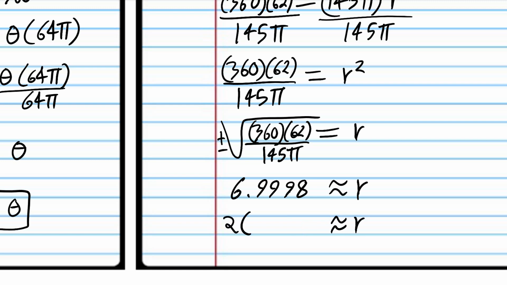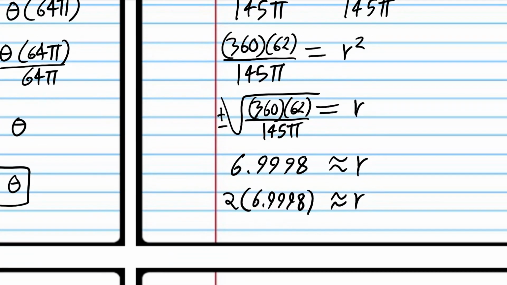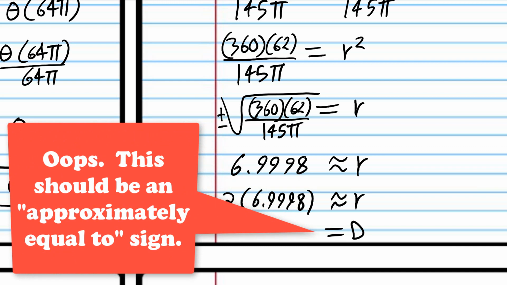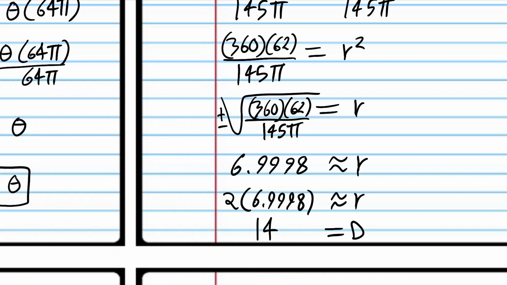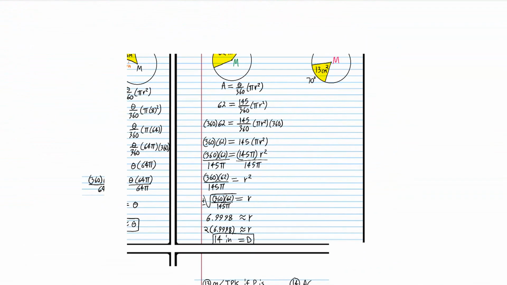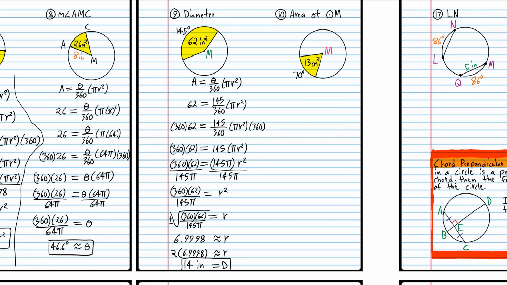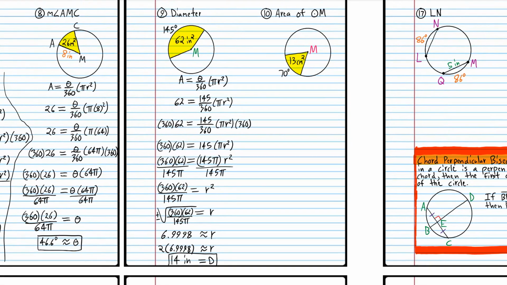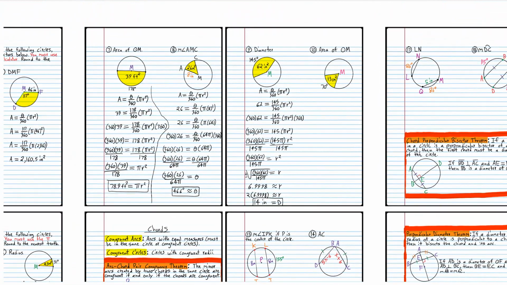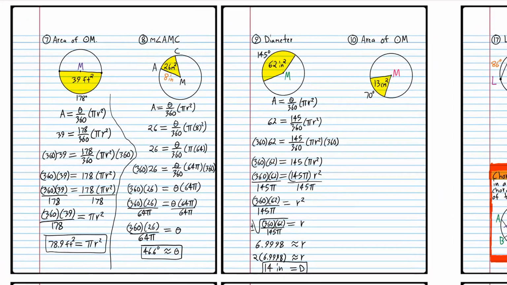So it's 2 times 6.9998. So the diameter is equal to approximately 14 inches. So if you got that answer, good job. Again, if you got stuck somewhere, don't worry, just figure out what you did wrong. All right, so go ahead and try number 10. This is the last problem for you to try, and then we'll go on to something else.